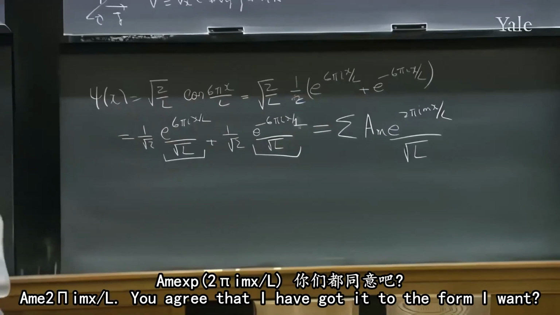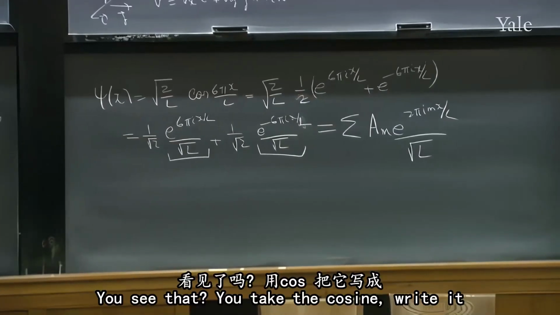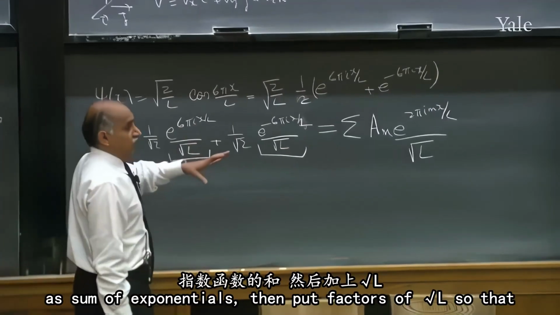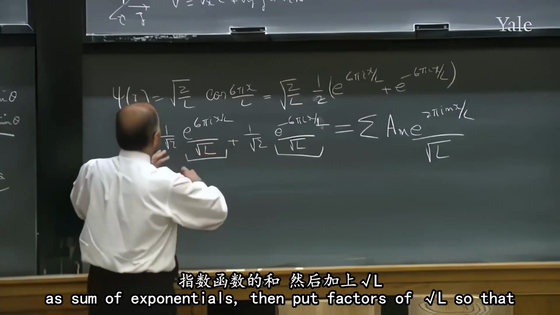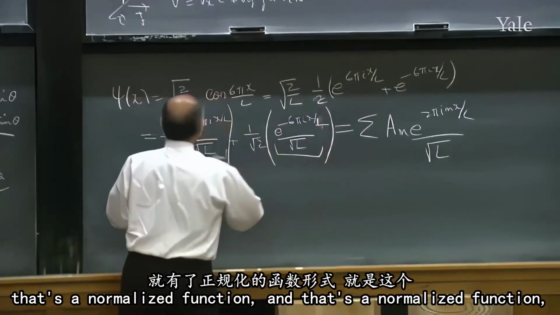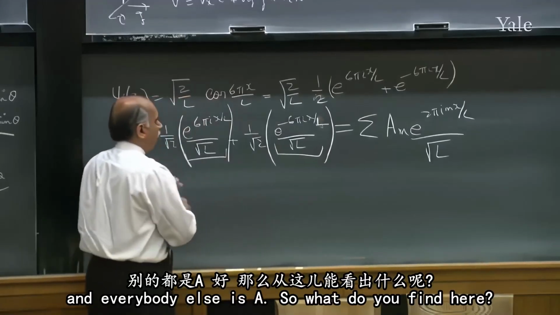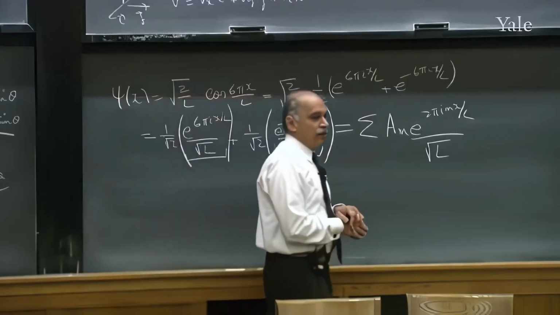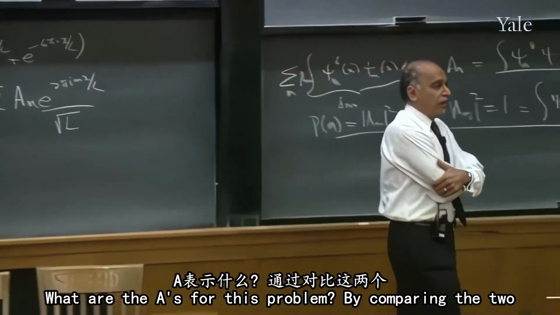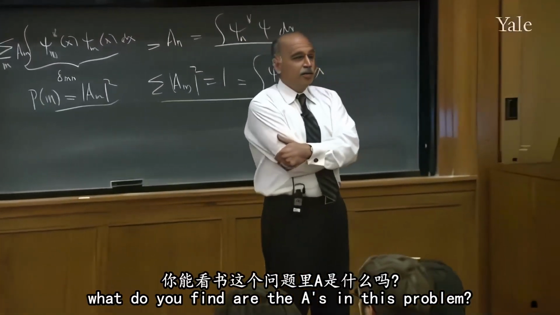You agree that I have got it to the form I want. Do you see that? You take the cosine, write it as a sum of exponentials, then put factors of root L so that that's a normalized function and that's a normalized function, and everybody else is A. So what do you find here? What are the A's for this problem? By comparing the two, what do you find are the A's in this problem? What is A 14?